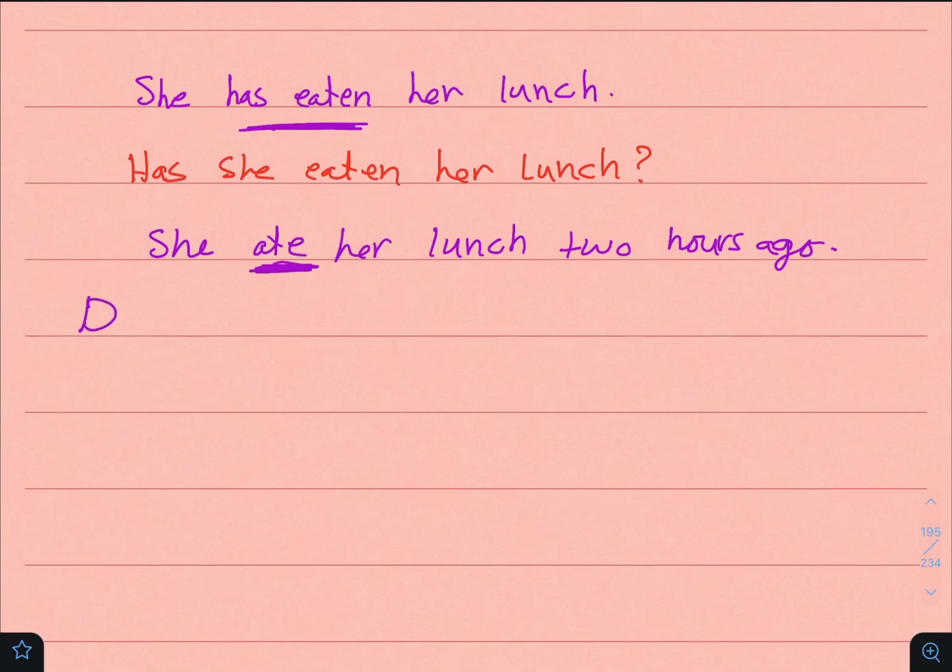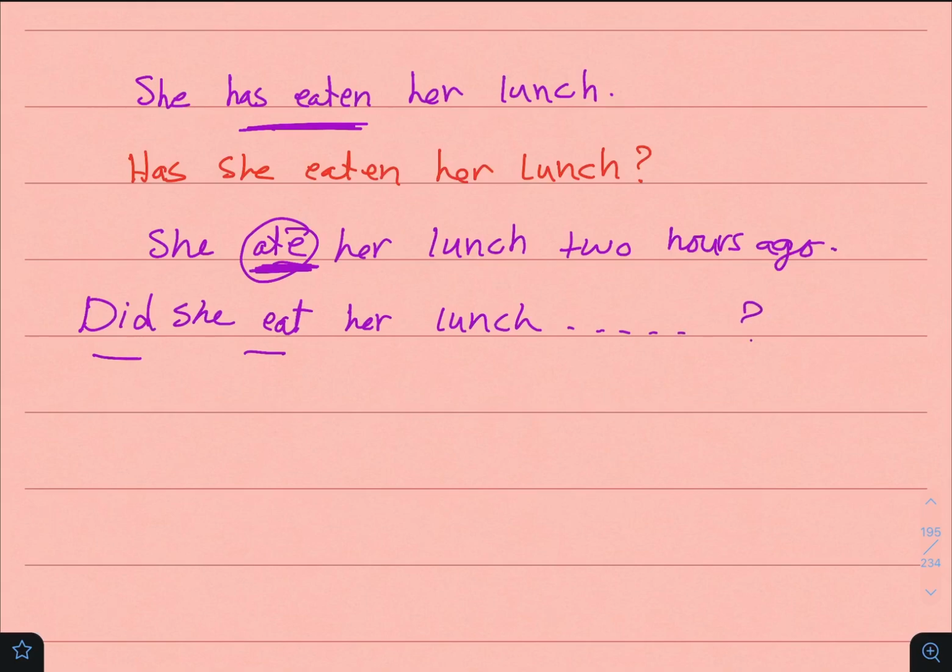Okay, now if I want to make a yes or no question, this time I'm gonna use the auxiliary verb did, الفعل المساعد did، وبتكون she. طبعا did إذا دخلت على الجملة أو استخدمناها لتكوين سؤال يرجع الفعل لأصله, لأنه ما يصلح عندي زمنين من نفس الفعل. Did she eat her lunch? Okay, you can say 2 hours ago.